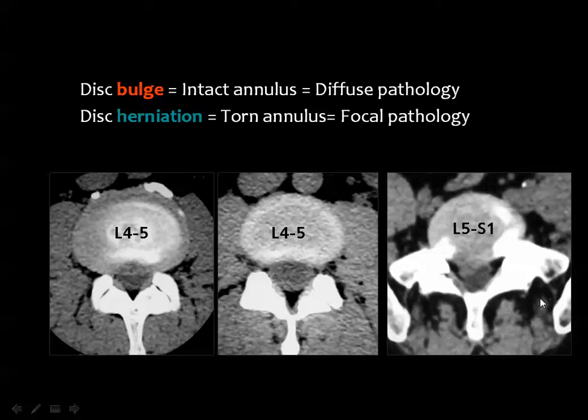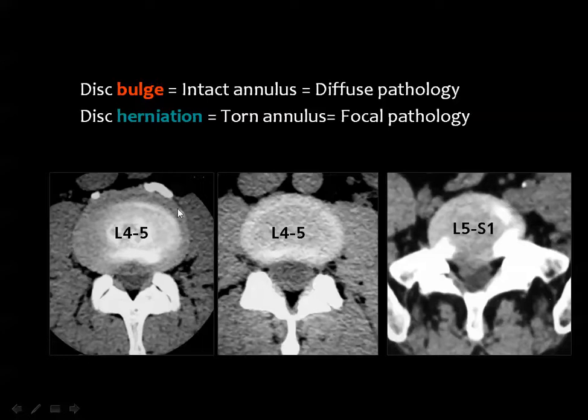Then how to discriminate between disc bulge and disc herniation or disc extrusion? You know that the posterior edge of the lumbar intervertebral disc is normally concave. Disc bulge means that the annulus is weak but it is intact, while disc herniation means that there is a tear in the annulus with extension of the nucleus outside the confinement of the annulus. Then, by definition, disc bulge is a diffuse pathology. Disc herniation is a focal pathology.